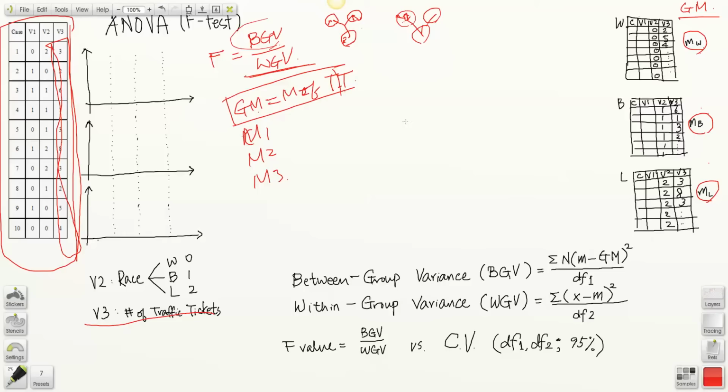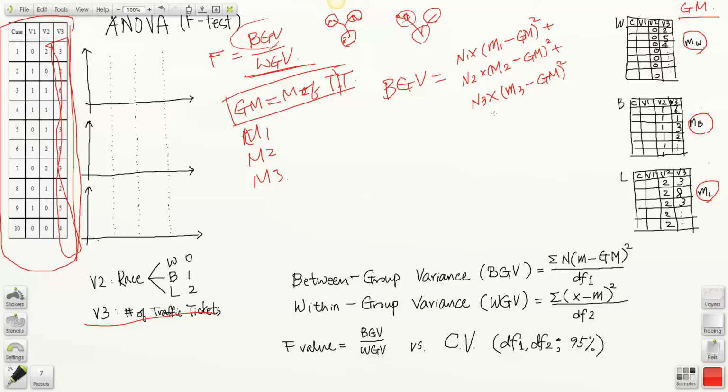The first, between group variance, is number of first subsample times the first subsample mean minus grand mean squared, plus number of cases in a second subsample times mean of second subsample minus grand mean squared, plus number of third subsample times mean of third subsample minus grand mean squared.